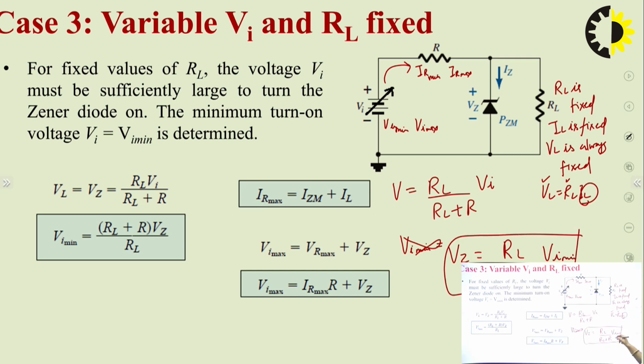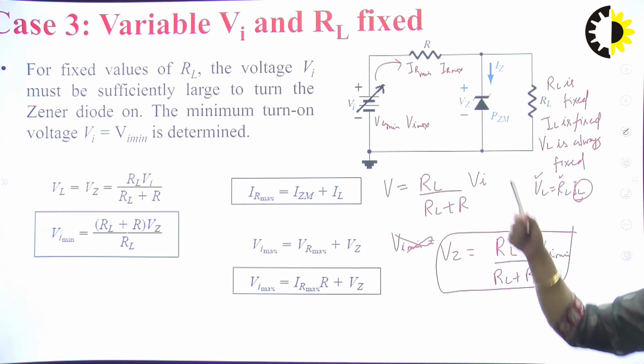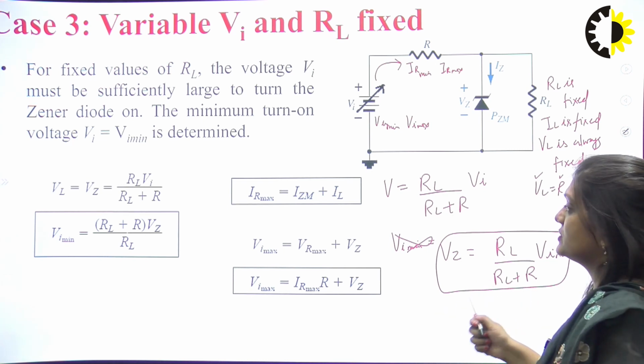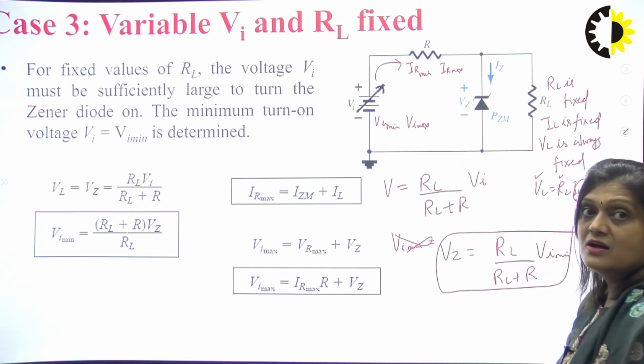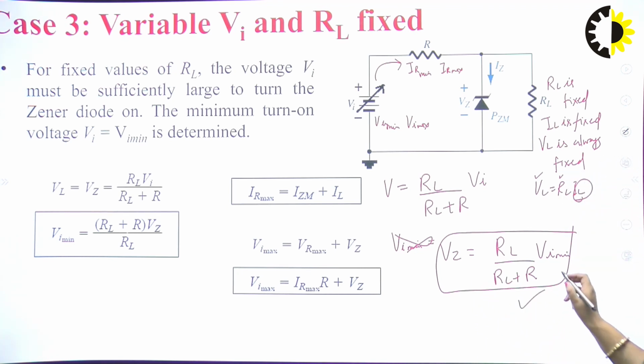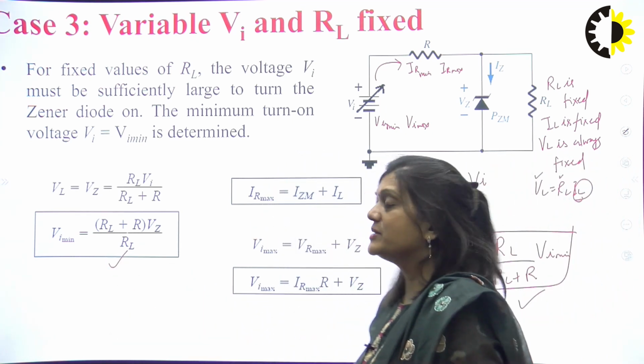This is the minimum value of the input signal that will be required so that the voltage across this diode becomes equal to VZ. Because if the voltage across the diode becomes VZ, then only it will be triggered and replaced with the plus minus VZ volt, and it will operate as a voltage regulator. So from this formula we can calculate the value of V minimum, and that value will be like this.